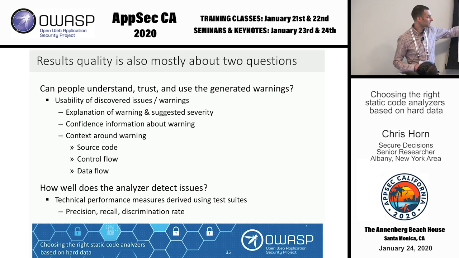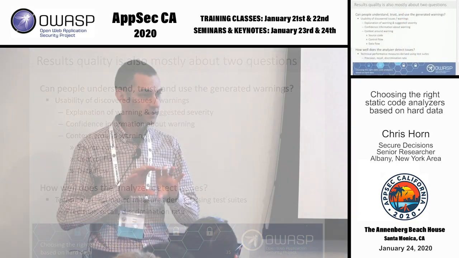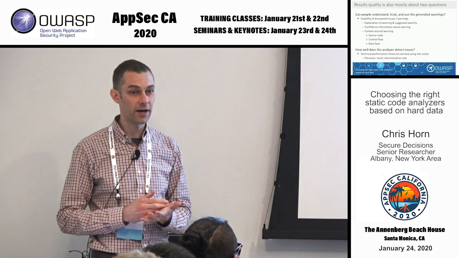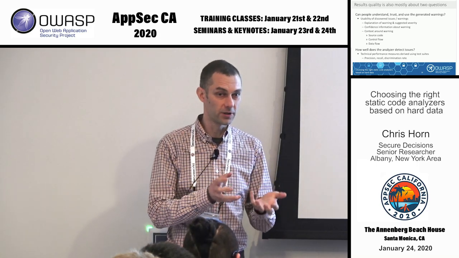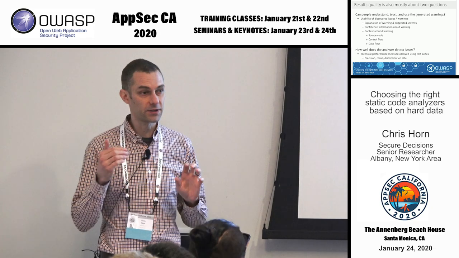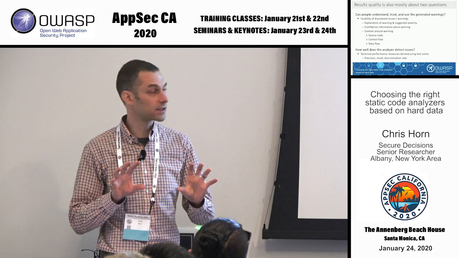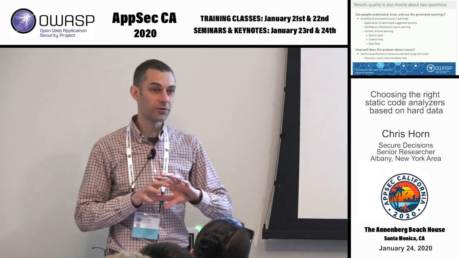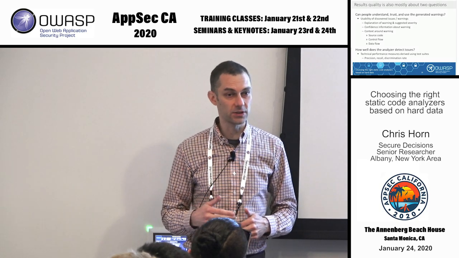And how well does it detect issues? So we have these technical metrics of the result performance. If you have a test suite, you have test cases, and in those test cases, you have specific types of weaknesses that are either known to be a problem or purposely coded as decoys, known to not be true. Then we can run the analyzers against those test cases, see whether they fire results like warnings against them, and measure out of all the true issues, how many did it detect? That percentage is the recall.